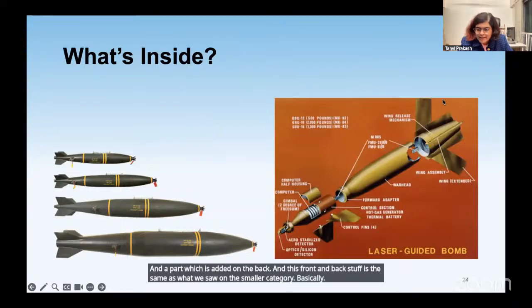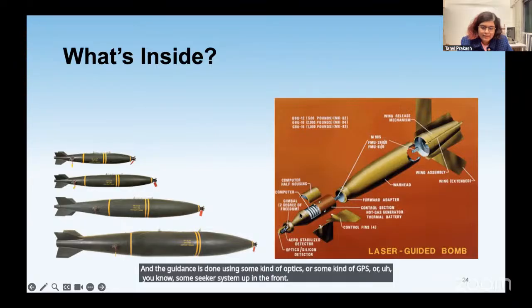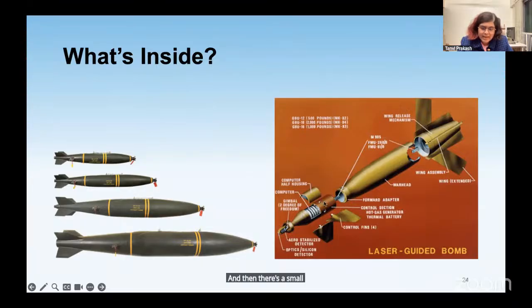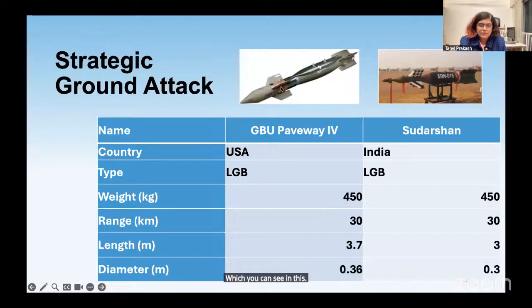Basically, the rear area, these are moving fins usually, with a motor assembly inside, and they can be used to stabilize and guide the payload. And the guidance is done using some kind of optics or some kind of GPS or some seeker system up in the front. And then there's a small system bay where all the computer and the avionics and the batteries, etc., can fit. And sometimes there are some control fins up front as well, which you can see in this. So it's a second set of control fins in this case for stability and control both.